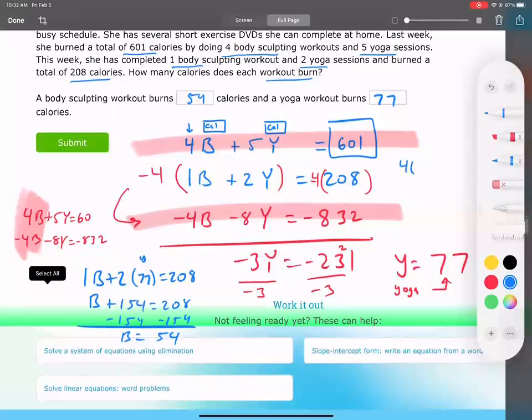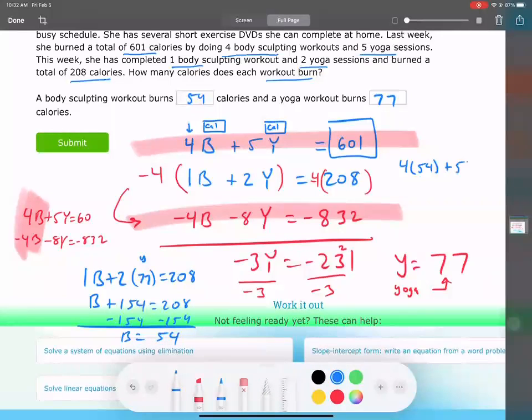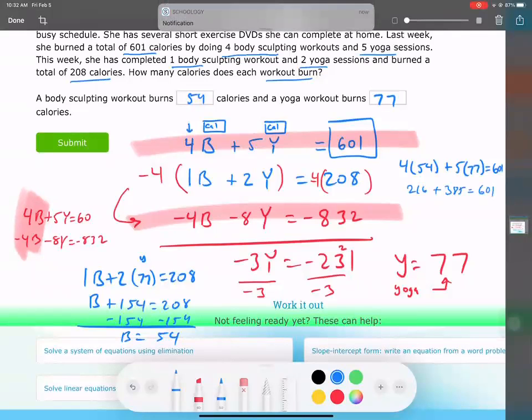If I say 4 body sculpting videos at 54 calories each, plus 5 yoga videos at 77 calories each, does this add up to 601? Now, I'm going to use a calculator here. That's fine. You guys can use a calculator for this simple math stuff. It's going to be 4 times 54 plus 5 times 77. And we do end up with 601. 4 times 54 is 216, and 5 times 77 is 385. And they do add up to 601. Again, I used my calculator to check this.